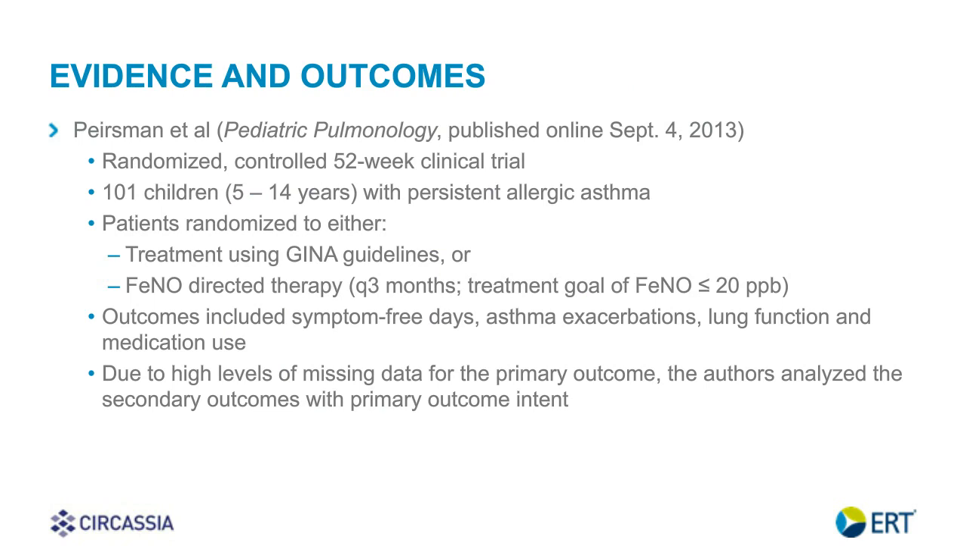I'm just going to turn quickly for a minute to some of the pediatric data. Most of the data we just talked about was adults. It can also be used in pediatric studies and pediatric evaluations. Petsky did a similar randomized 52-week clinical trial of 101 children. Again, it was a very similar design, using either GINA guidelines or FeNO-directed therapy, with similar outcomes: symptom-free days and asthma exacerbations. In this study, they did have a high amount of missing data for primary outcomes, so they actually analyzed all their secondary outcomes by intention to treat.